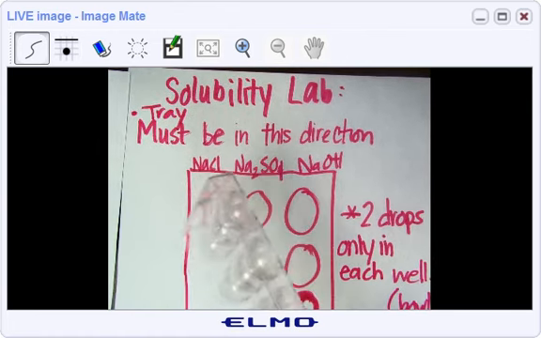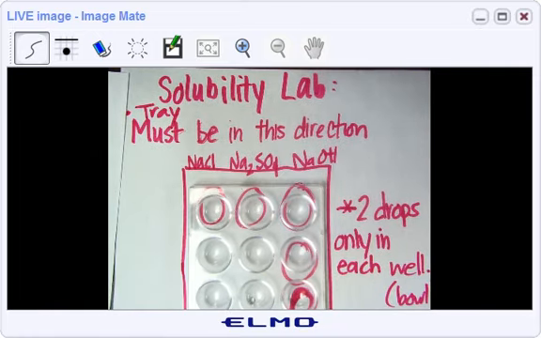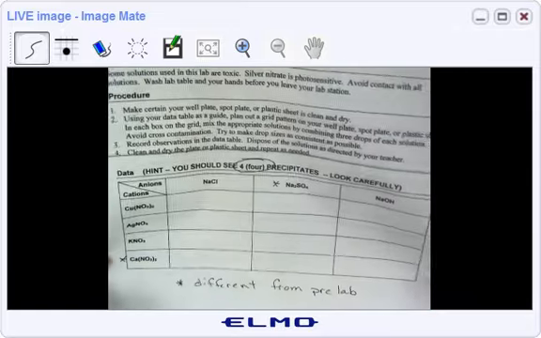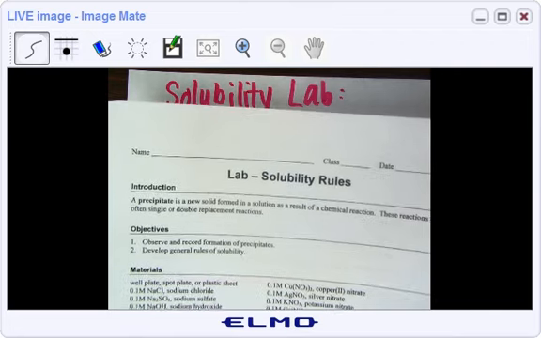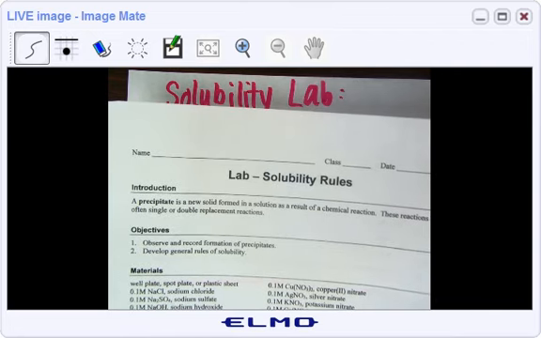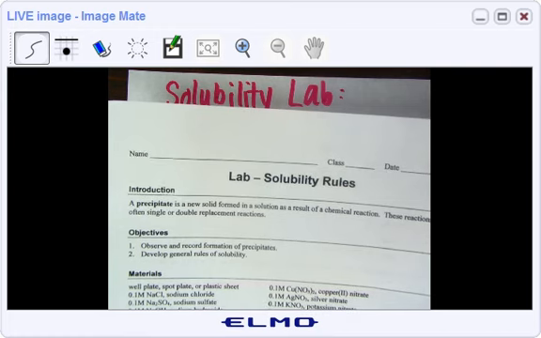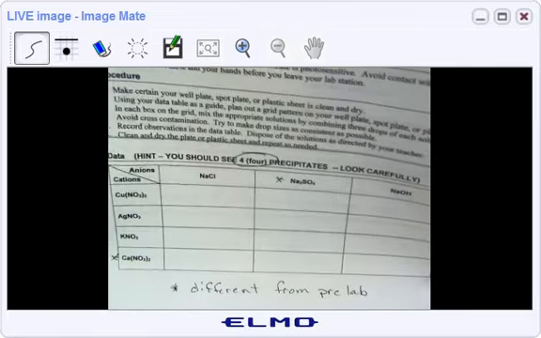You just have a well tray like this, and this is what we'll be putting our chemicals in. The chemicals we are putting in are down here. So, introduction. A precipitate is a new solid formed in a solution as a result of a chemical reaction. These reactions are often single or double replacement reactions. So the key word here is precipitate, if a new solid is formed. And that's what we're going to be writing down here in our data boxes.